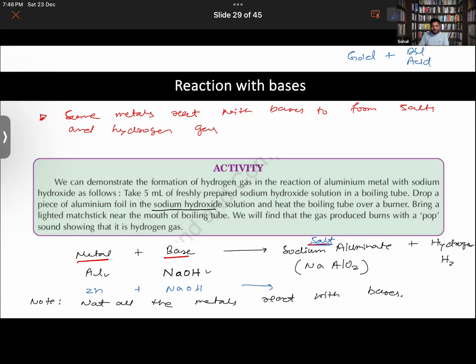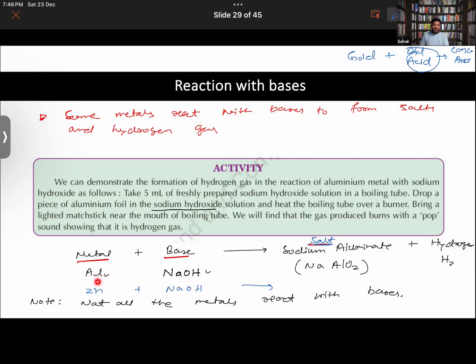But what if I were to replace a dilute acid with a very strong acid? If I were to take a very concentrated acid, then the reaction will take place. Right? Okay, and the same case applies here as well.